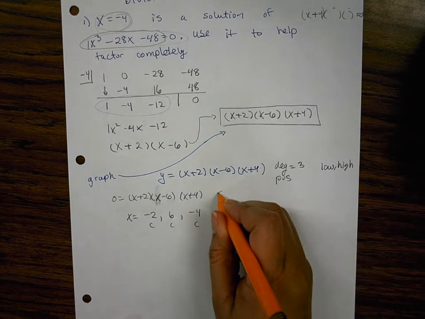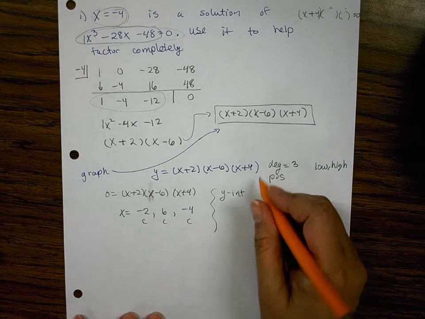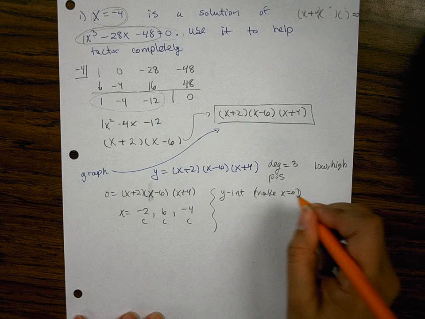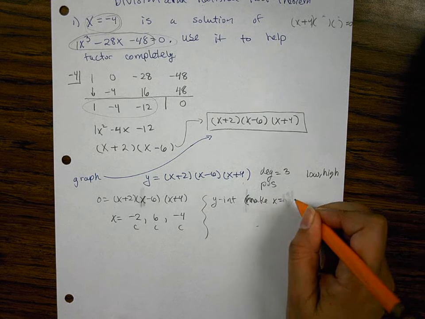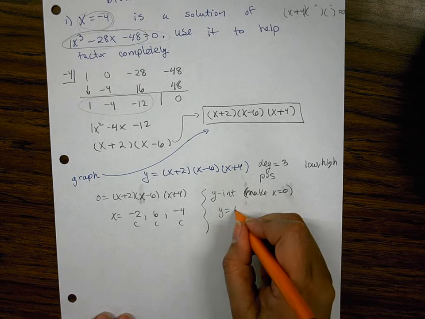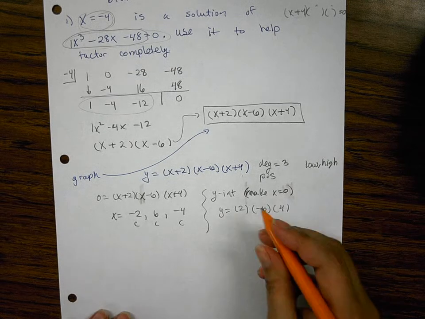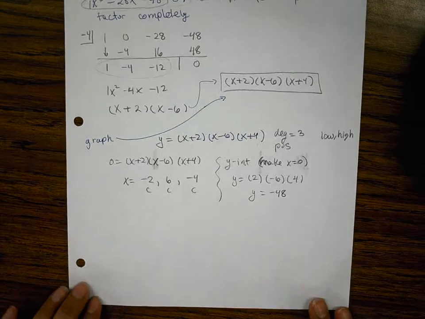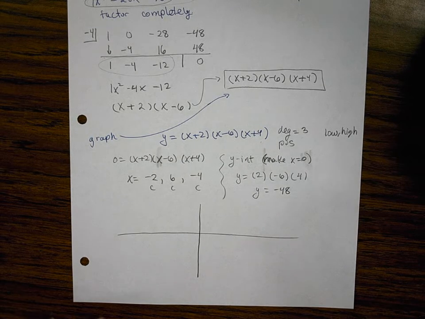Okay, and then we also find our y-intercept. Don't forget that y-intercept. If you forget it, you're going to lose points. For our y-intercept, we make x equals 0. So y equals 0 plus 2 is 2, 0 minus 6 is -6, and 0 plus 4 is 4. You multiply all those together and you get -48. And we are ready to graph.